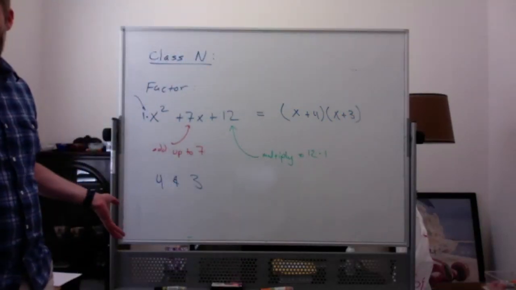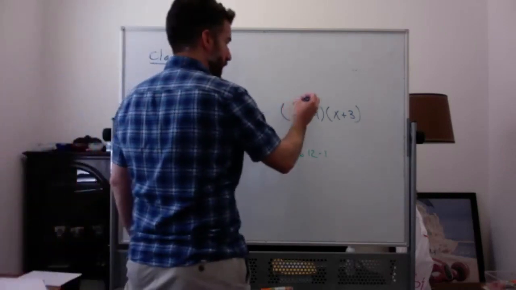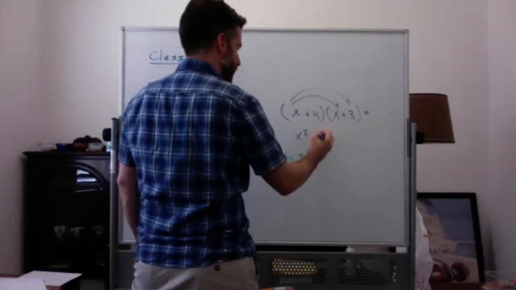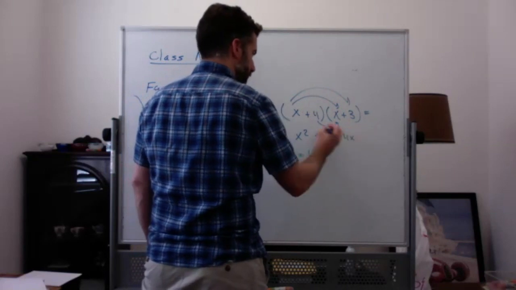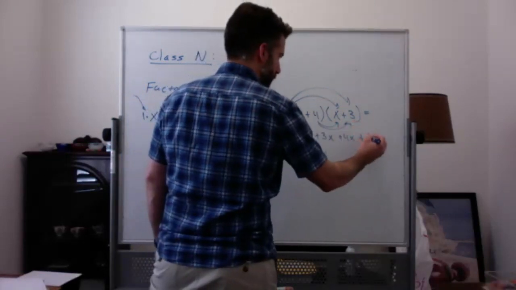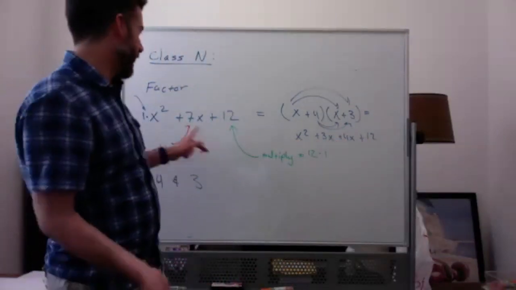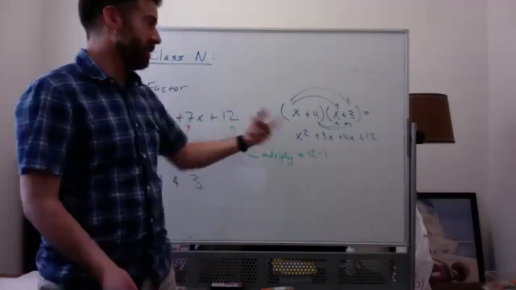That's kind of it. The reason that works is that if you multiply this out, you get x squared, you get a 3x, you get a 4x, and 4 times 3 gives you a 12. And 3x plus 4x is 7x. So that's why you're looking for numbers that add up to the middle term, because they're going to end up adding here and multiplying to this last term.